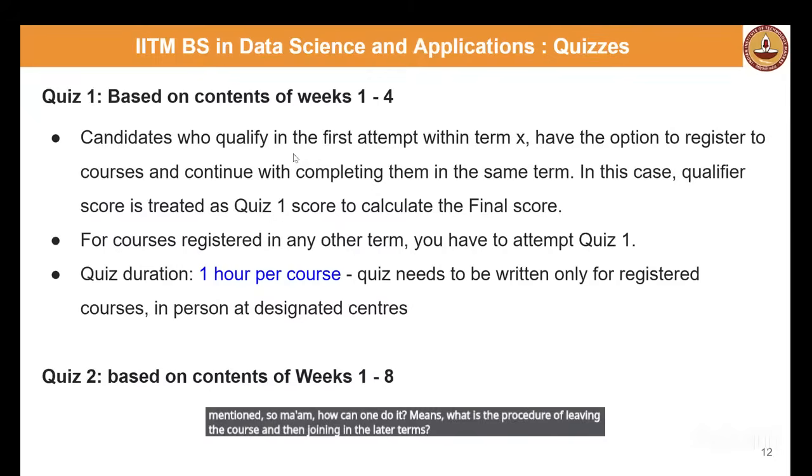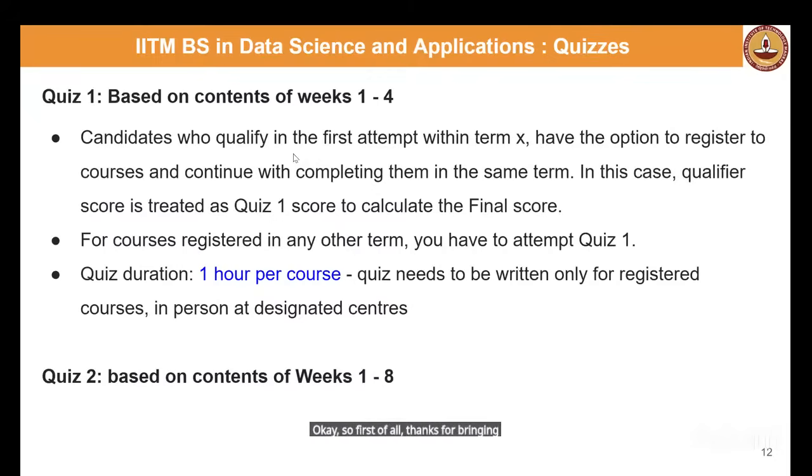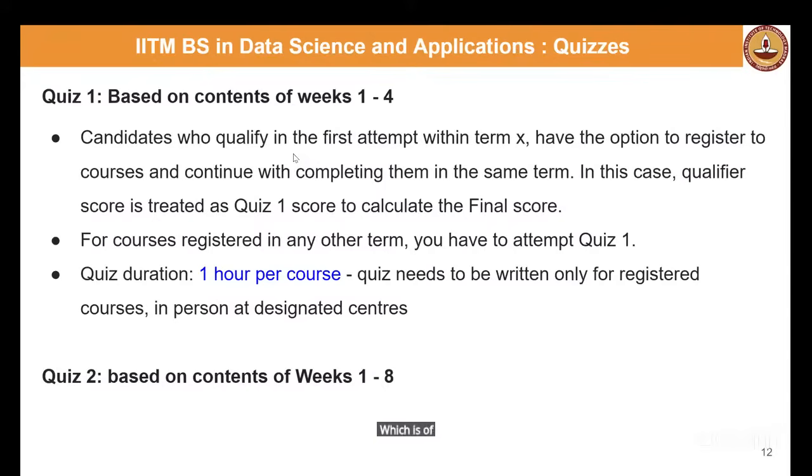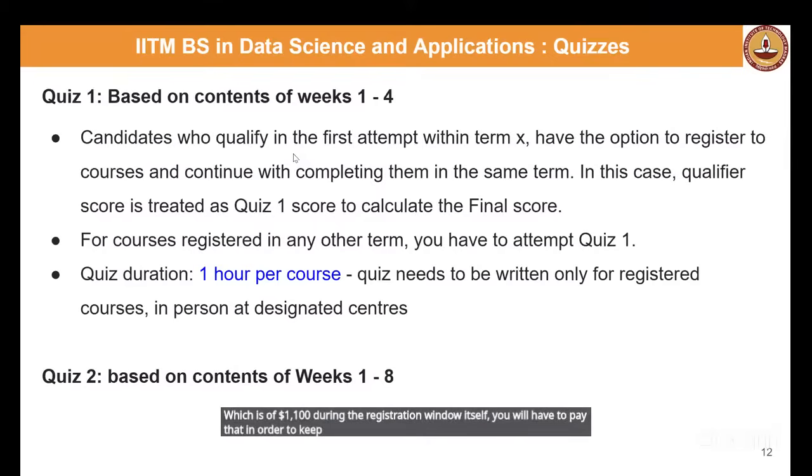Okay. First of all, thanks for bringing up this question. Since the program is flexible, we give students the chance to skip terms. A student can skip a maximum of 2 terms. But during those terms, a student has to pay RKA, which is the keep your registration alive fee, of 1,100. During the registration window itself, you will have to pay that in order to keep your student email ID active. So you can skip 2 terms continuously, no problem with that.